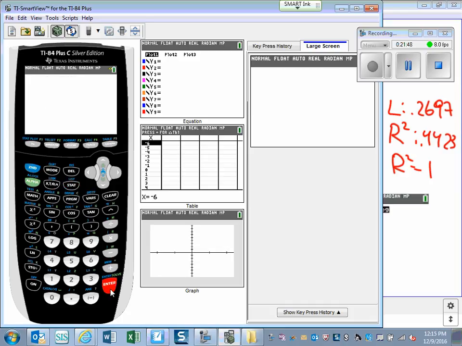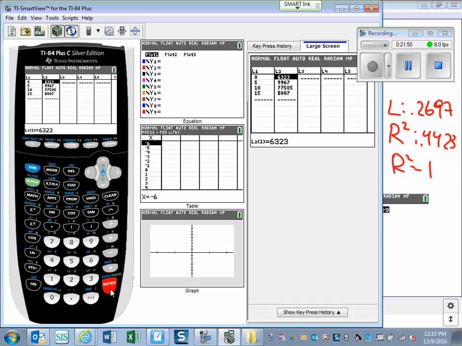Start edit. 0, 5, 10, 15, right? 0, 5, 10, 15. 62, 23, 99, 67. Oh, see? 7, 5, 0, 5. Oh, my data was wrong. Why didn't you tell me?